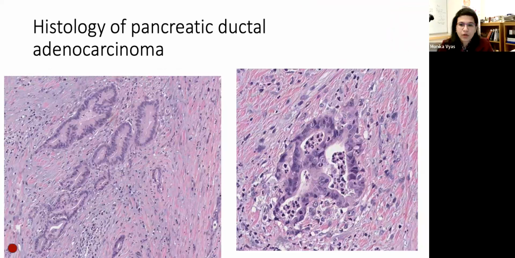All right. So moving on to some histologic examples of PDAC. On the left, we can see our very typical pancreatic ductal adenocarcinoma. You have very, very bland looking glands infiltrating in the stroma. You can see some of these glands are pretty angulated.